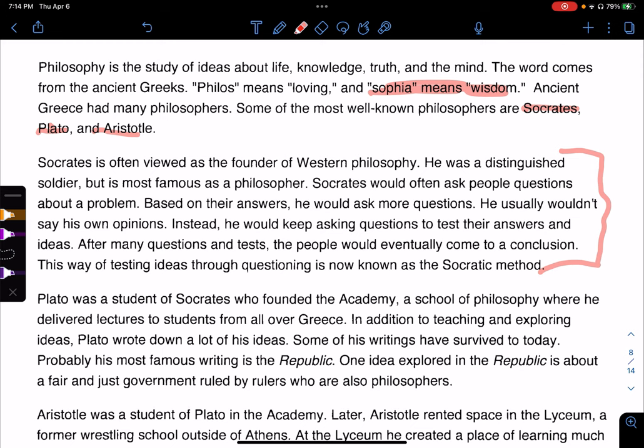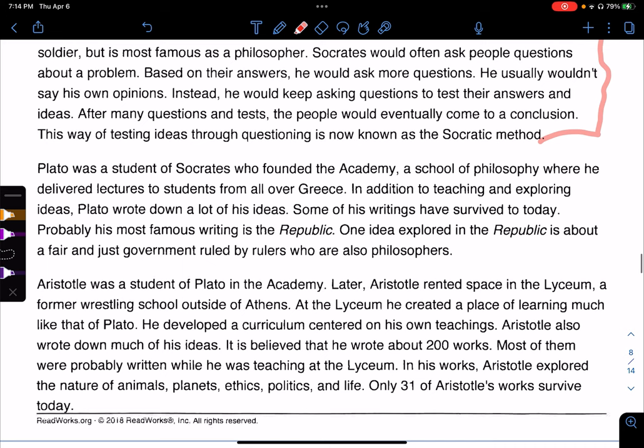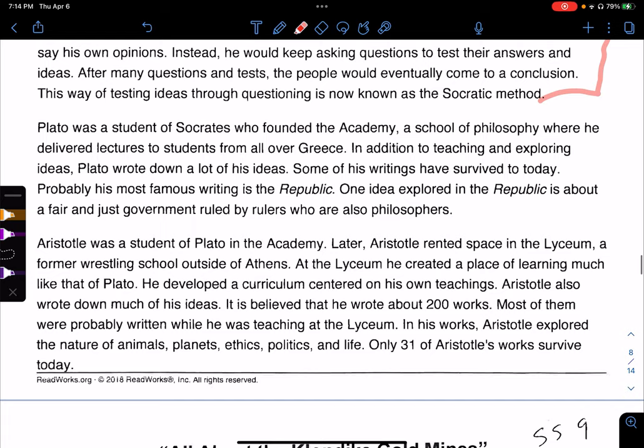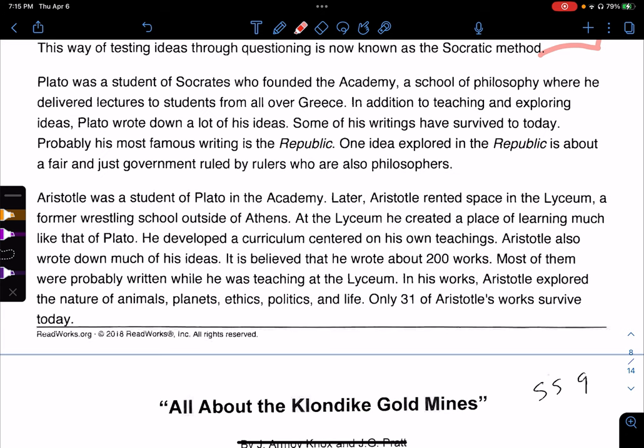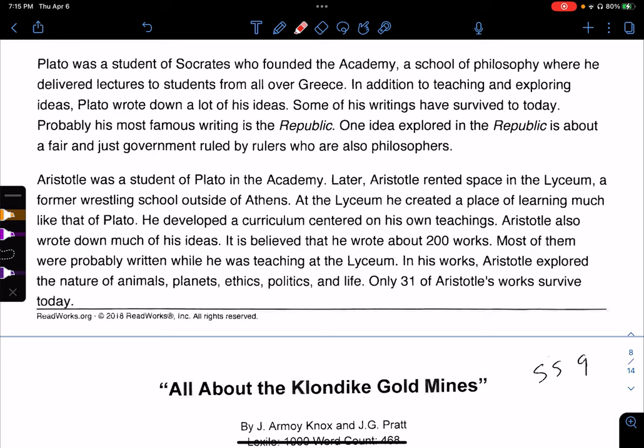Plato was a student of Socrates, who founded the Academy, a school of philosophy where he delivered lectures to students from all over Greece. In addition to teaching and exploring ideas, Plato wrote down a lot of his ideas. Some of his writings have survived to today. Probably his most famous writing is The Republic. One idea explored in The Republic is about a fair and just government ruled by rulers who are also philosophers.